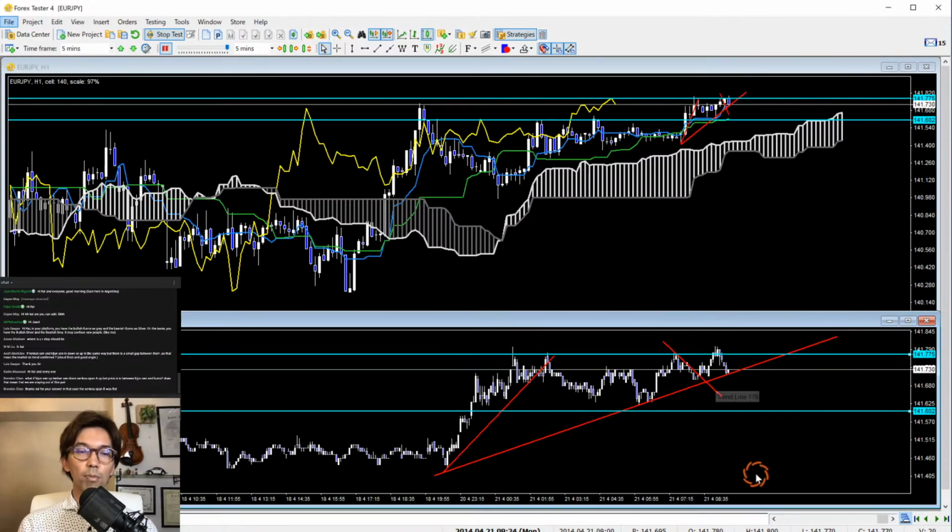Also, one more thing: if a reverse N wave starts to appear like this, then that is another thing that confirms my exit, even before it hits a stop loss.